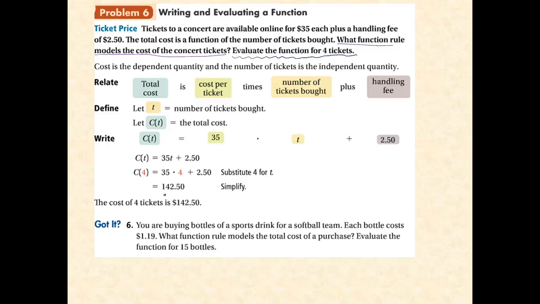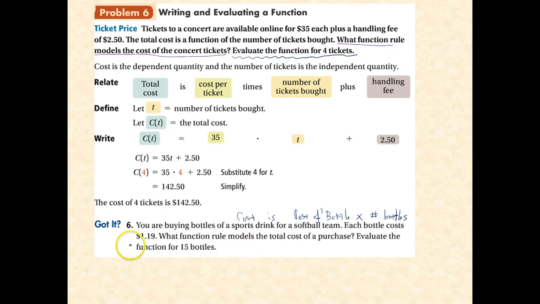Alright, pause, see if you can do number 6, and then push play when you're ready to see it performed by your math teacher. Okay, I'm buying sports drinks for a softball team. Each bottle costs $1.19. So if I'm going to relate, I'm going to say that the total cost is the cost of one bottle times the number of bottles that I get.